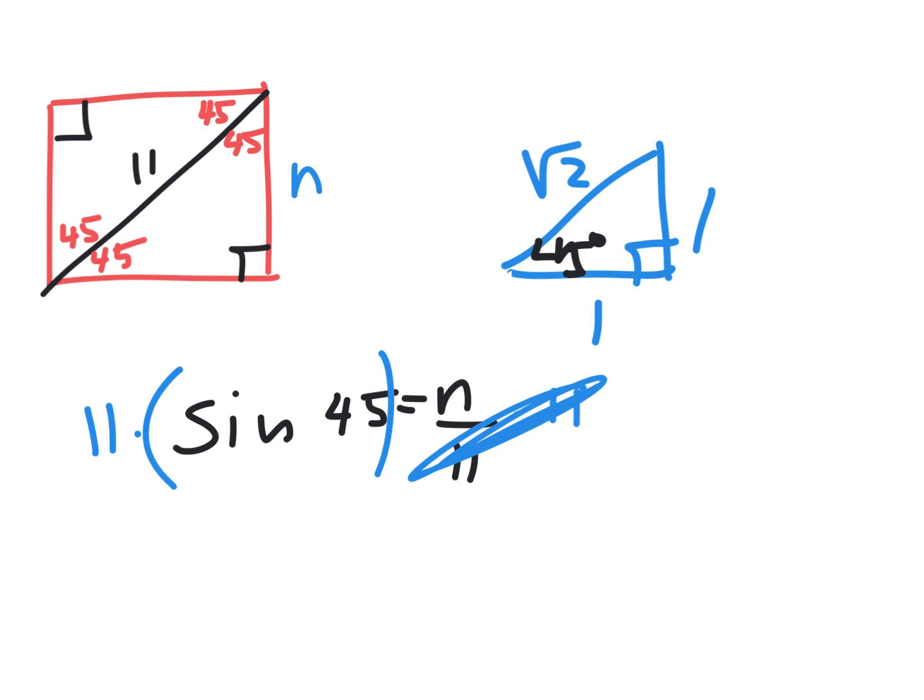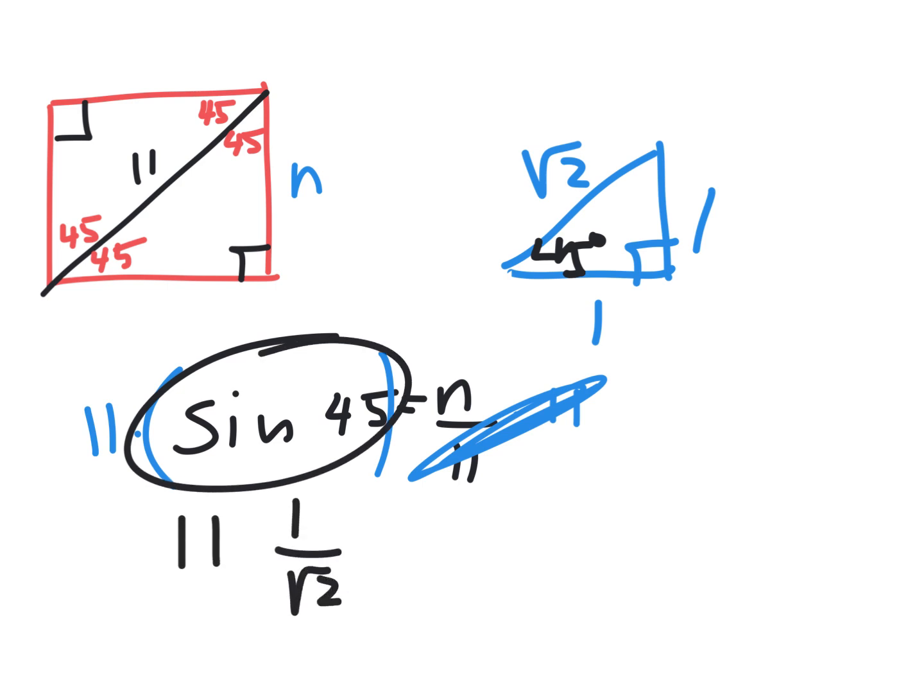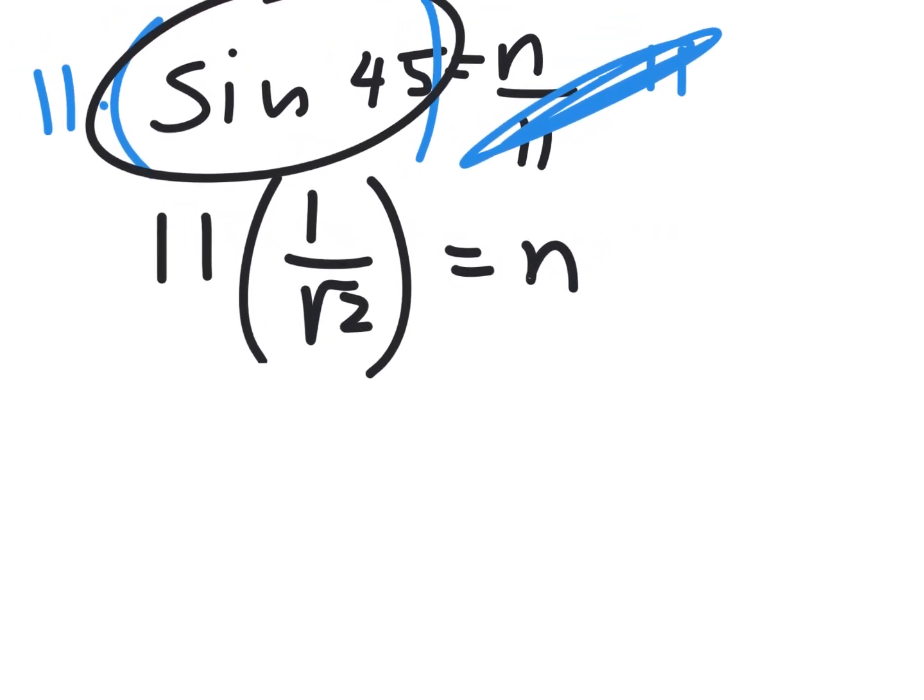Yep. So then you replace this with 1 over square root of 2. So it's 11 times that. I'm surprised how many kids don't know how to finish this. But 11 is 11 over 1. So then you just times them across the top and the bottom. It's 11 over root 2.